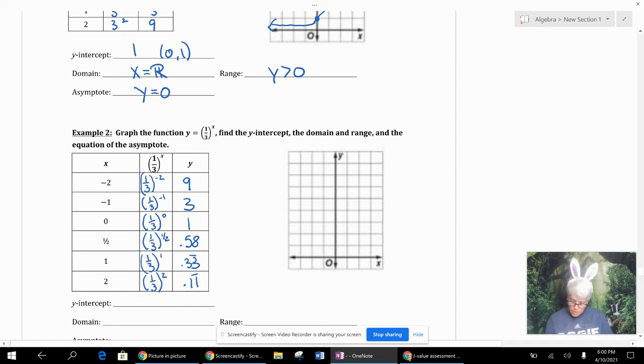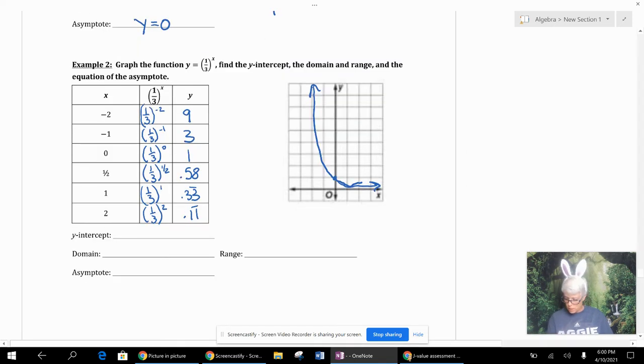And guess where it's going to cross the y-intercept? 1. So I'm going to go ahead and put a dot there, kind of a target, because I don't want to take the time to do all the points. Oh, my artwork is horrible, but you get the idea. You can see it's going to go on down. It's going to cross at 1. It's going to get really close to the x-axis, but it's never actually going to cross it.